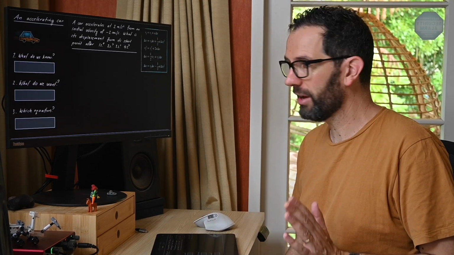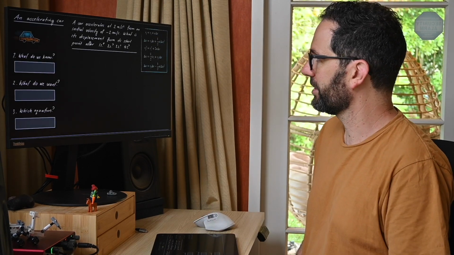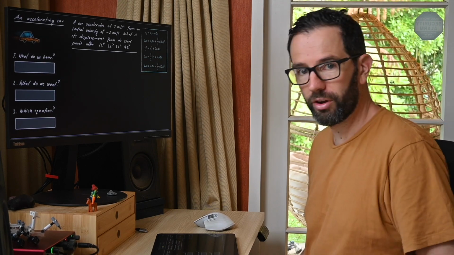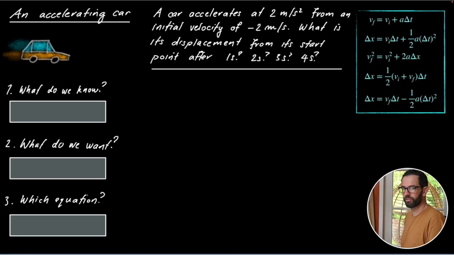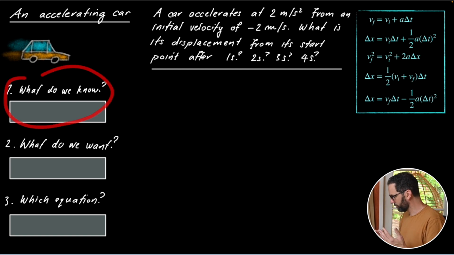So first one, we have the example of an accelerating car. When we've got a word problem like this, we just need to read it slowly and carefully. It's very easy to just skim too fast and miss things. So the three questions we're trying to answer for each of these problems is, the first one, what is the thing that we're trying to find? So what do we want to know?